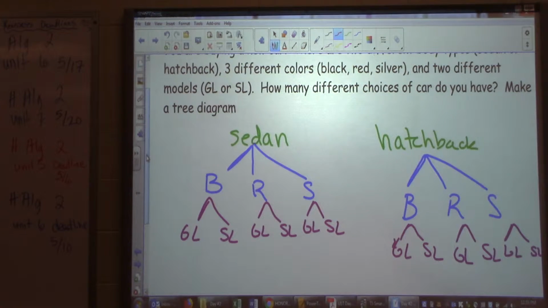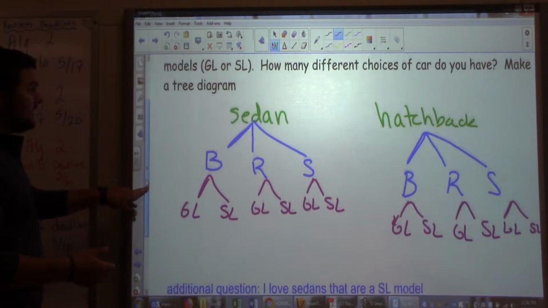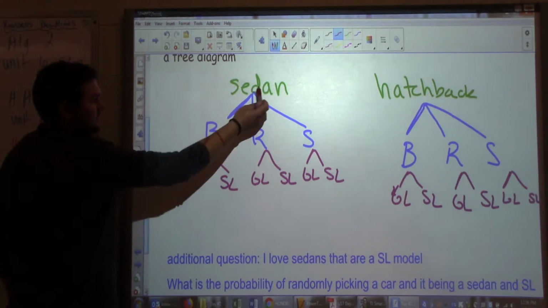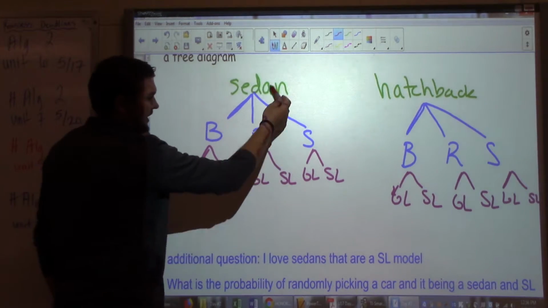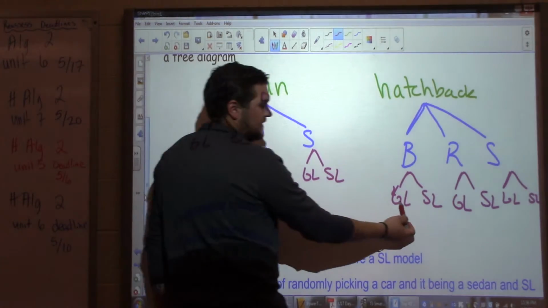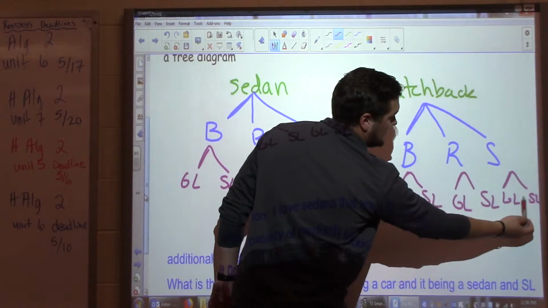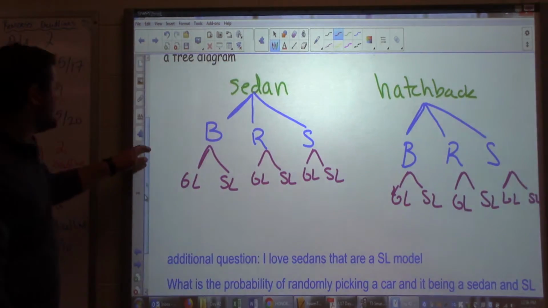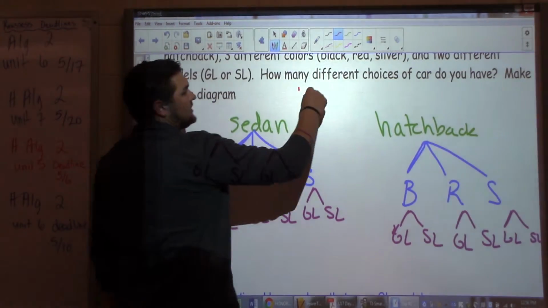You count? Count what? Count the end results, right? Each one of these is a different path I could take to making a car. So if I count my end results down here, 1, 2, 3, 4, 5, 6, 7, 8, 9, 10, 11, 12, I know there are 12 different choices of cars that I have.